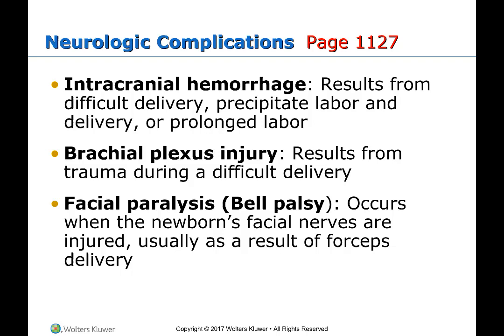So it is a facial paralysis, and it is because the facial nerves have been injured. And this one, like I say, usually a result of forceps delivery. The paralysis may be permanent. It could also resolve. So if the mouth is involved, would that affect the baby being able to suck? So it would need special feeding.